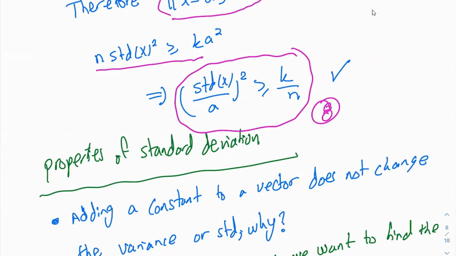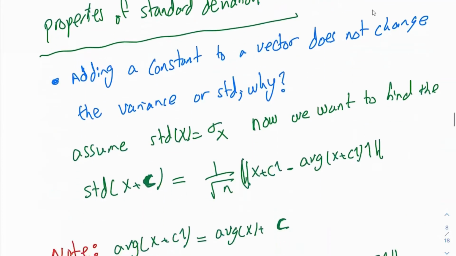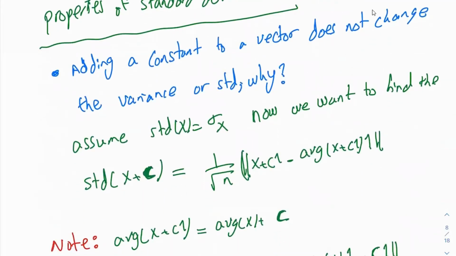Now that we know what RMS is, what the Chebyshev inequality is, what the standard deviation is, and what the variance is, let's take a look at some of the properties of the standard deviation. Adding a constant to a vector does not change the variance or the standard deviation. But why? First, what will happen when you add a constant to a vector in terms of the mean or the average value of that?